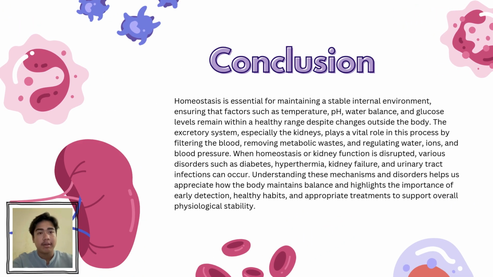For the last part, which is the conclusion, homeostasis is essential for maintaining a stable internal environment, ensuring that factors such as temperature, pH, water balance, and glucose levels remain within a healthy range despite changes outside the body. The excretory system, especially the kidneys, plays a vital role in this process by filtering the blood, removing metabolic waste, and regulating water, ions, and blood pressure.